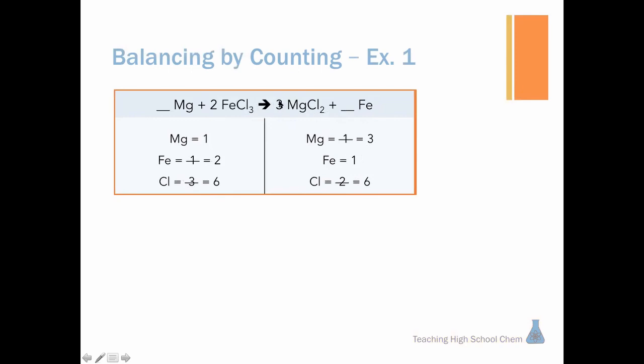Same thing with putting the 3 here. Gives me 6 chlorines, but it also gives me 3 magnesiums. And then usually they can pretty quickly figure out that I need a 3 and a 2 here to finish out the balancing. And so just a quick, easy method for doing balancing reactions.